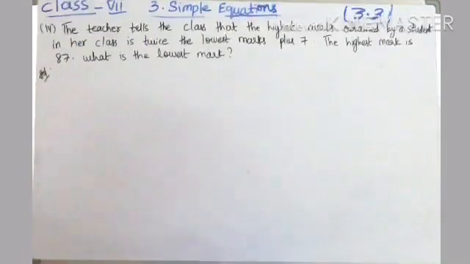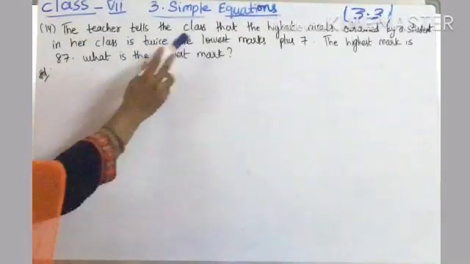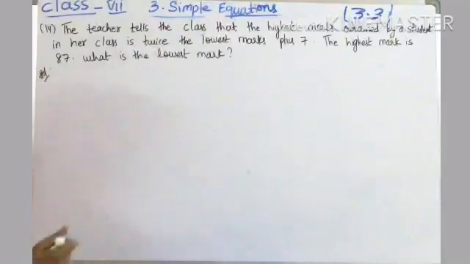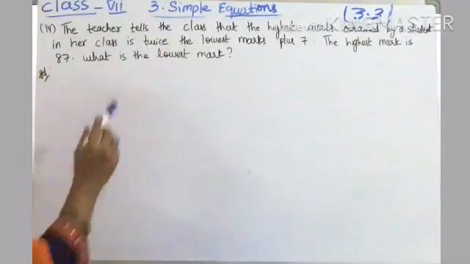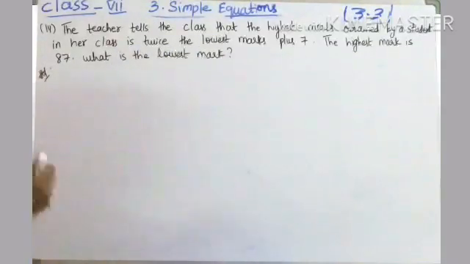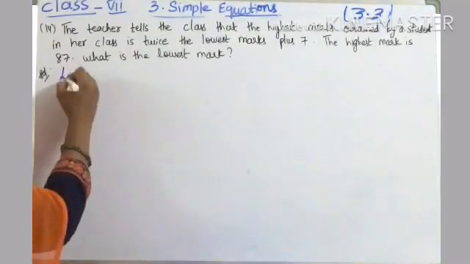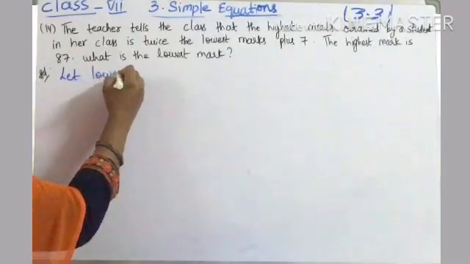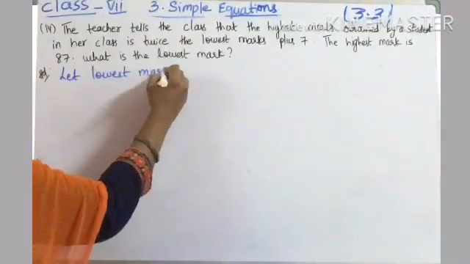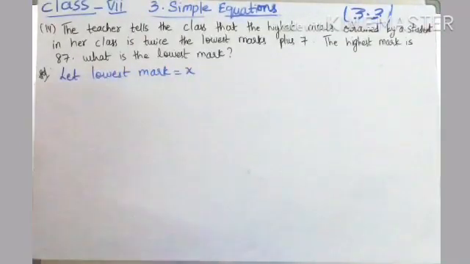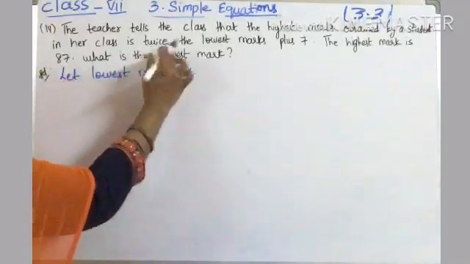Next, the 14th one. The teacher tells the class that the highest marks obtained by a student in her class is twice the lowest marks plus 7. So the highest mark condition they gave. So we have to take the lowest marks as x. Okay, so let the lowest mark equal x, right? And twice the lowest mark.